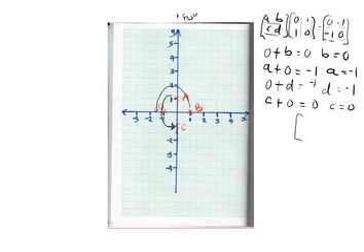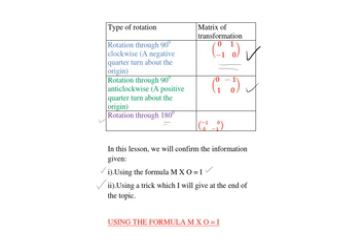Therefore, the matrix of transformation is given as the value of A, which is -1, the value of B, which is 0, the value of C, which is 0, and the value of D, which is -1. So this is the matrix of transformation to represent a 180 degrees rotation. We can confirm from the table given, and true, that is the matrix which was given.